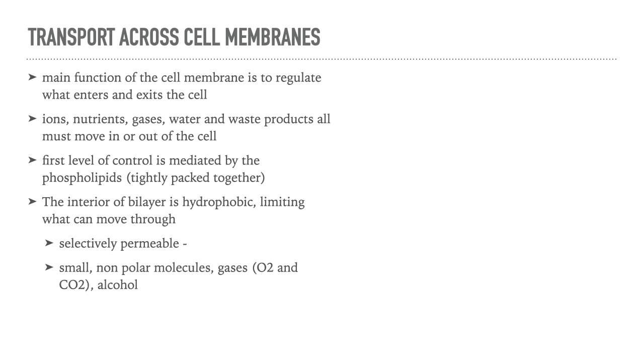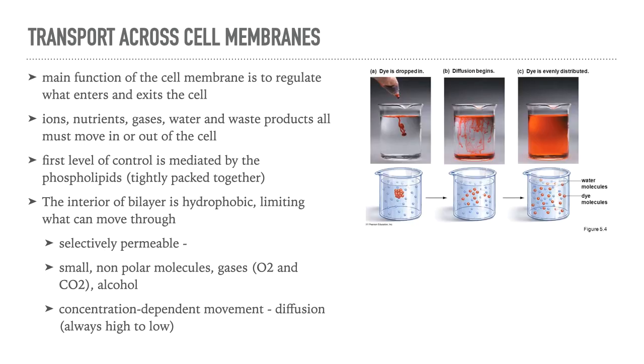What can pass through the membrane? Typically small nonpolar molecules, gases like oxygen and carbon dioxide, alcohols, etc. Passage of molecules through the membrane is done by a process called diffusion. Diffusion is concentration-dependent movement, and it always moves in one direction, from an area of high concentration to an area of low concentration. So it's not totally controllable by the cell.